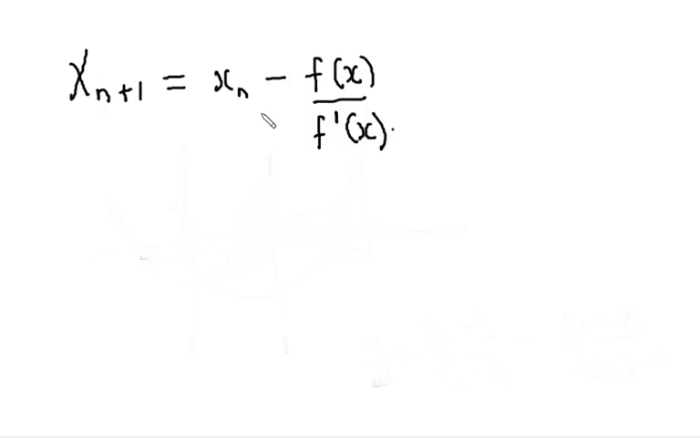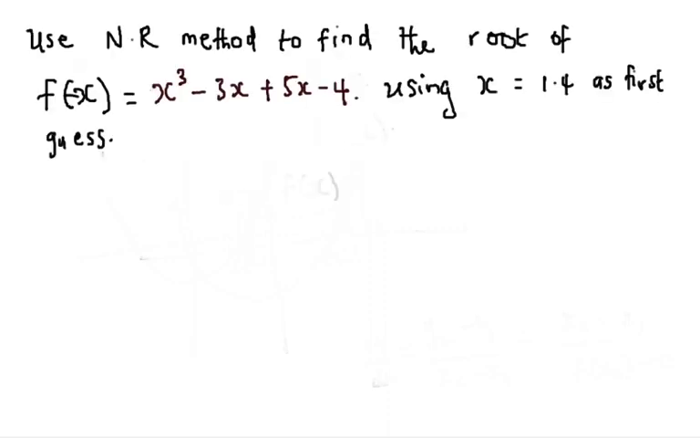So this formula is pretty explanatory. You have an x term, and then the term after the x term is what you're looking for. That's the next step in the iteration. And then you have your function, and then you have the derivative of your function. So let's say we have a problem.